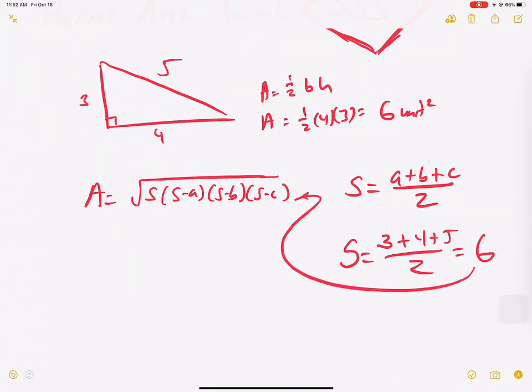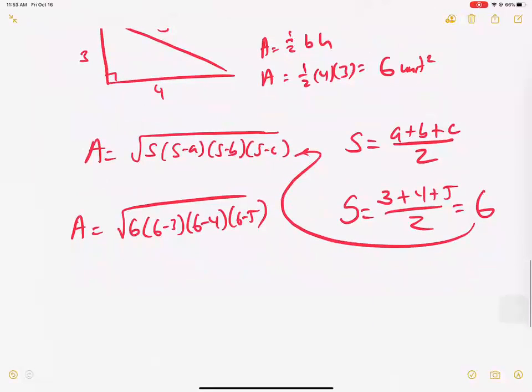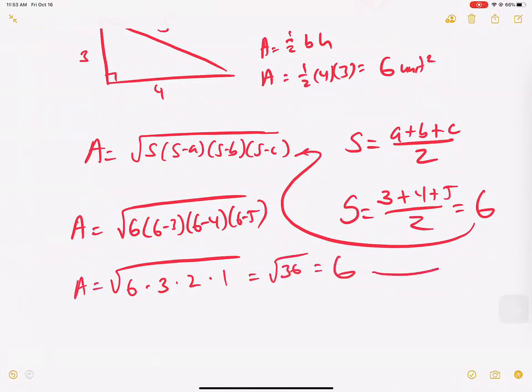And now we plug into this formula. A is equal to the square root of 6 times (6 minus 3), then (6 minus 4), then (6 minus 5). If you want to save time and S is a whole integer, you can just write 6 times 6 minus 3 is 3, 6 minus 4 is 2, 6 minus 5 is 1. And you could do this to save time. A is equal to the square root of 36. And that just gives us 6, which is our answer from our traditional way of doing it.